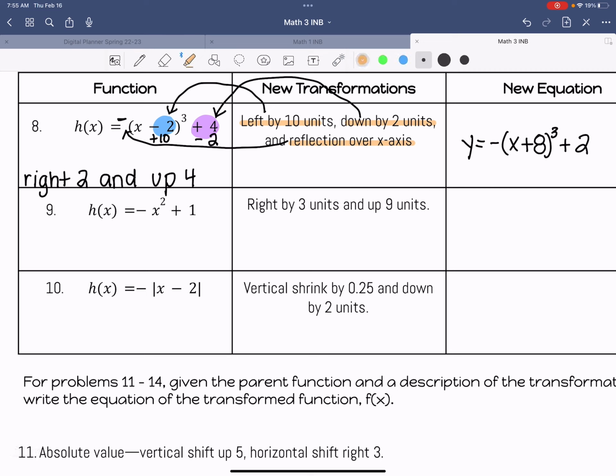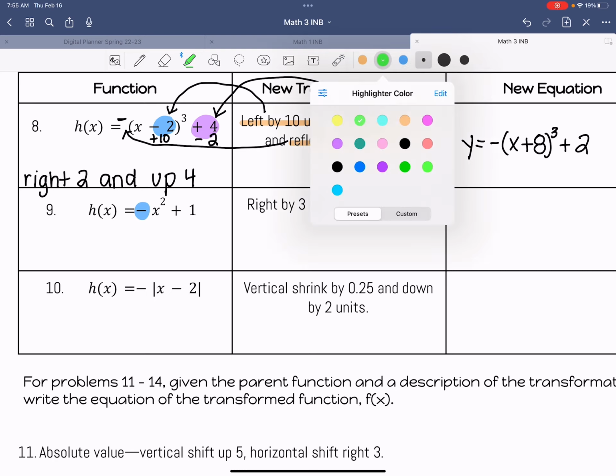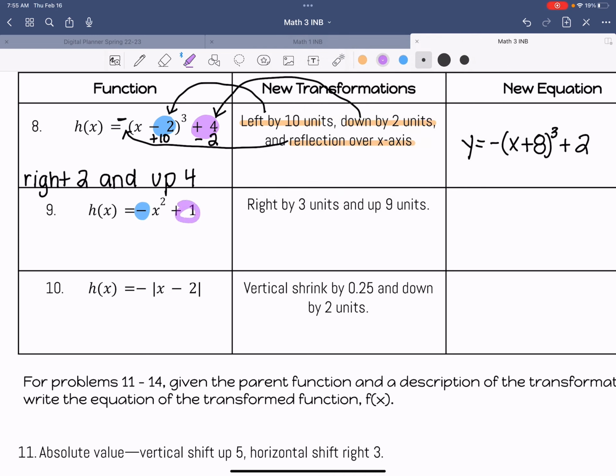All right, so again, I have a reflection over the x-axis, and I'm going up by 1. So we're going up by 1. So we have initially reflection over the x-axis, and up 1.